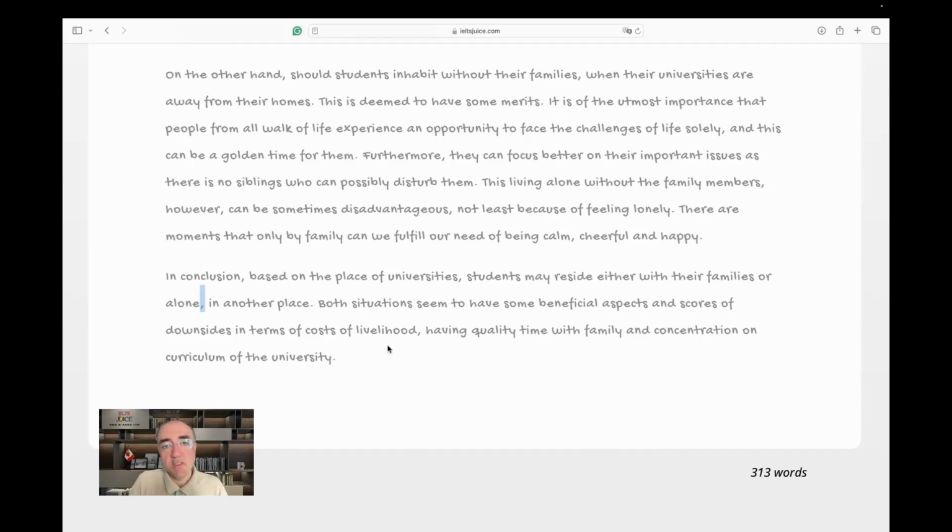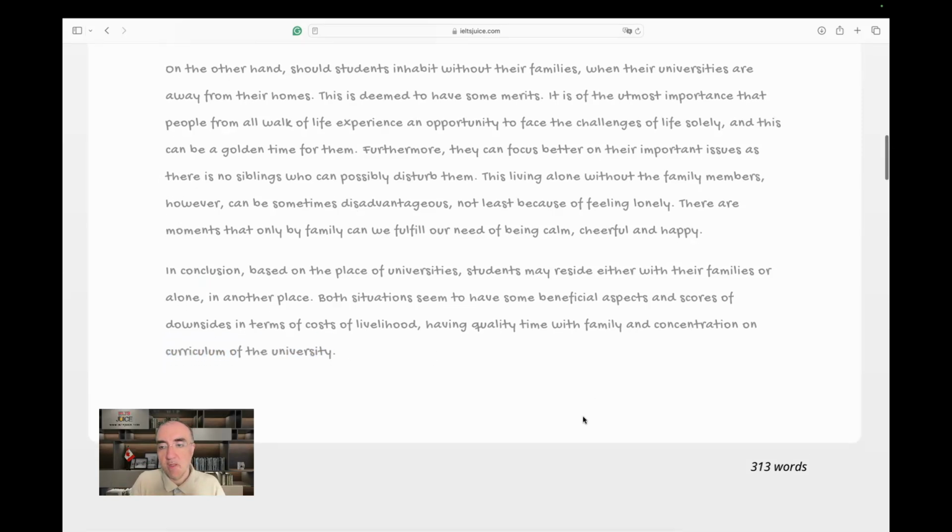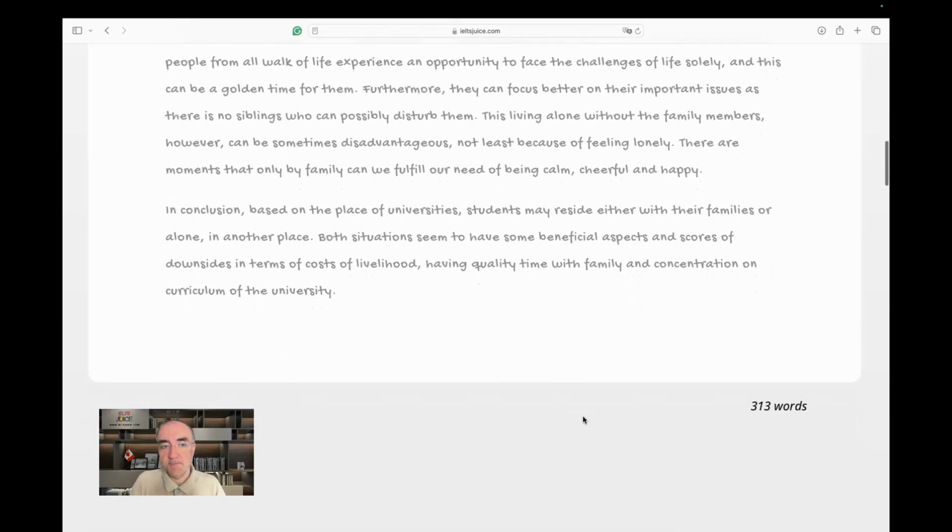In terms of costs of livelihood, having quality time with family, we first talked about the quality time with family and then the costs. And concentration of curriculum of the university. Concentrating on the university's curriculum. That sounds more natural. The university's curriculum here. 313 words.